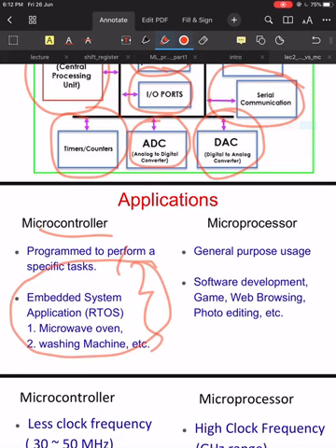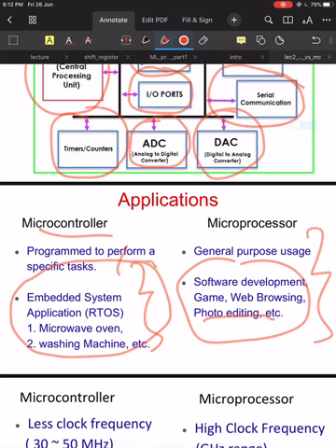Whereas the microprocessor finds applications where the tasks are not specific, where they are more general, with very general-purpose usage, like developing software, playing games, browsing websites, photo editing and creating documents. In these tasks we can see that the input and output are not very well defined. So the whole task requires a very large amount of resources like RAM, ROM and I/O ports, quite a huge amount of resources. That's why we prefer a computer system, and in that case we need a microprocessor, and then we have to assemble the other things.